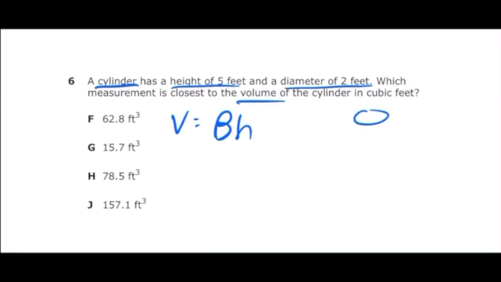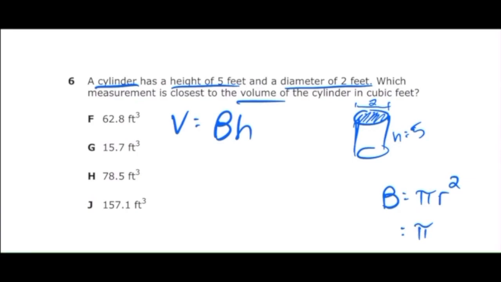So I'm going to draw a cylinder, and in this case my base is a circle, so I'm going to shade that in. And they tell us that the height is 5 and the diameter is 2. So in order to find the area of the base of the circle, I'm going to have to multiply pi times radius squared. So we have a diameter of 2, and you should know that the radius is going to be half of that, so the radius is just 1.